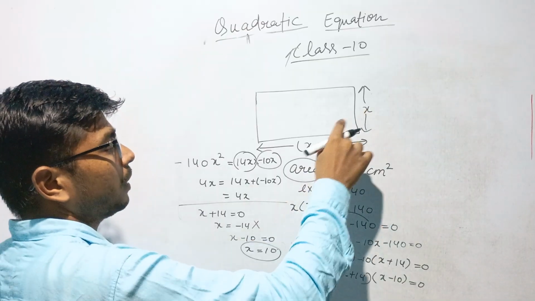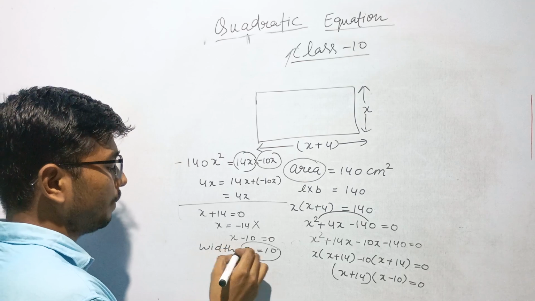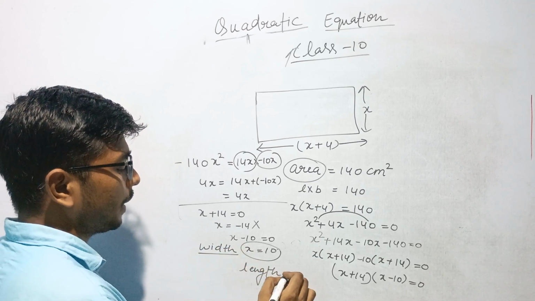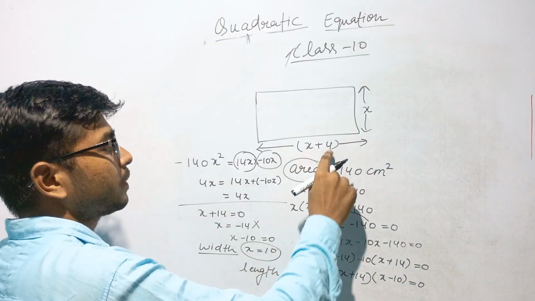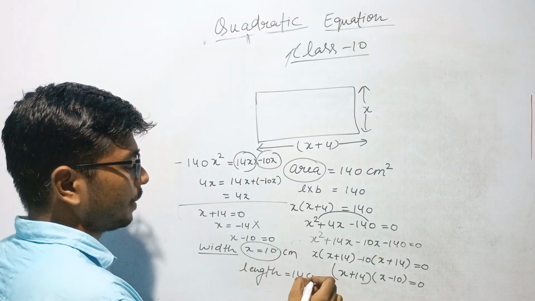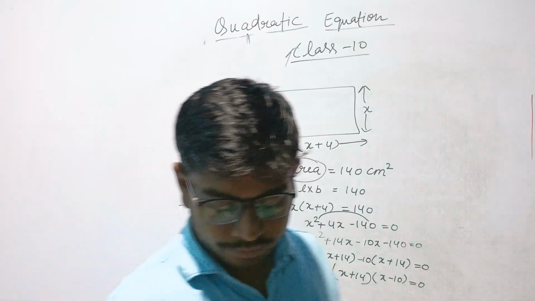So width is 10, width is 10, and what will be the length? Length of the rectangle will be 4 more than the width, so 10 plus 4, which will be 14 centimeter, right? So this is our answer.